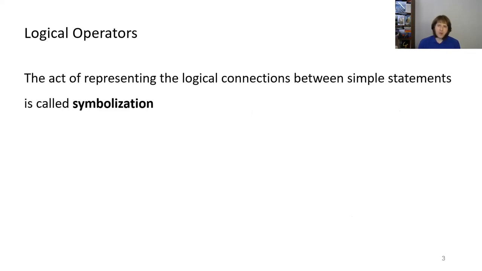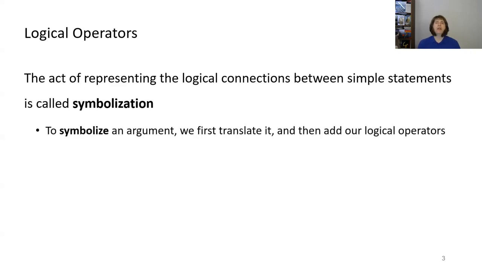Okay, thinking back just a little bit, in the first chapter we were talking about symbolizing an argument. What does that involve? Well, it involves taking all the natural language components and translating them into simple statements and assigning them a letter. There was one last thing that we couldn't do yet, which was actually show how those various simple statements relate to each other by using operators. When we put in the operators and we show the logical connections between the simple statements, we call that symbolization. So to symbolize an argument, first we have to translate it. We have to break it down to the simple statements, assign each of them a letter, and then we have to put in the logical operators, the glue, if you will, that shows how those simple statements relate to one another.